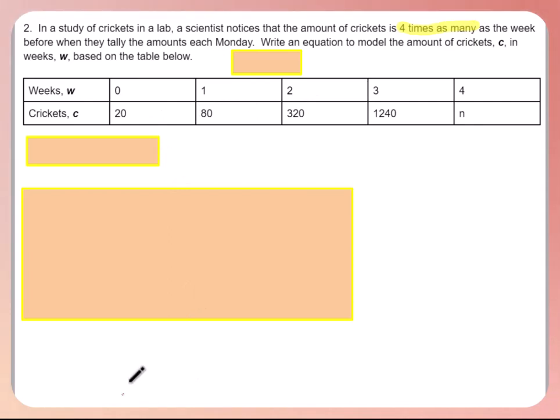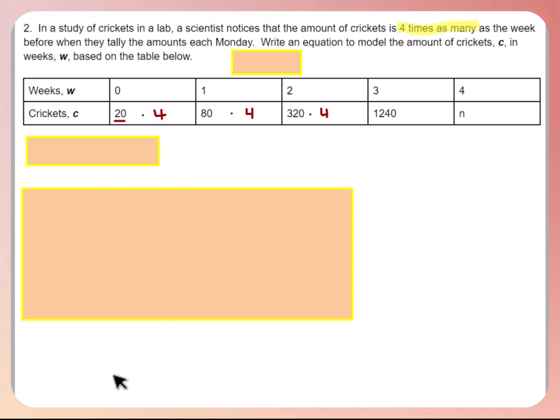Okay, so what happens is we start with 20, that's our initial amount. We multiply by 4 and we get 80. And do we multiply by 4 again to get 320? 8 times 4 is 32. Put that 0 on the end. That looks correct. All right, so how would we write that rule?